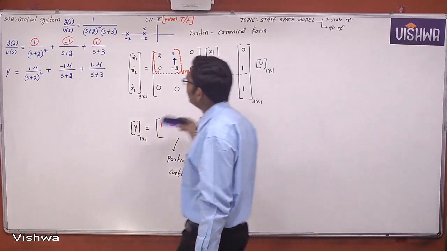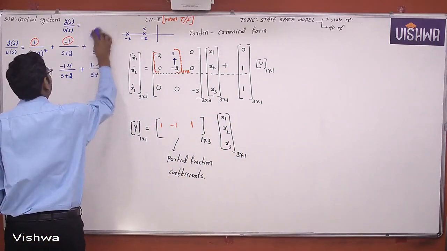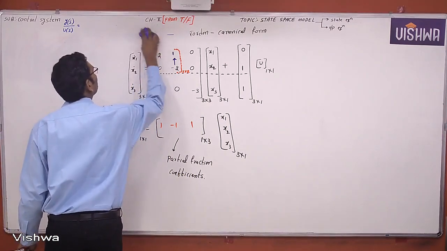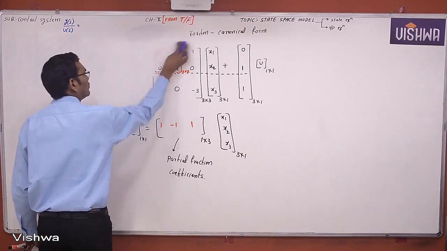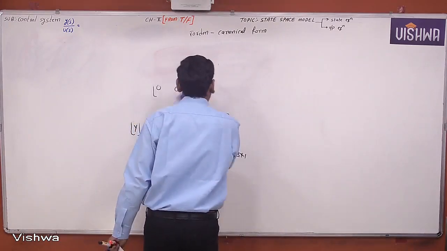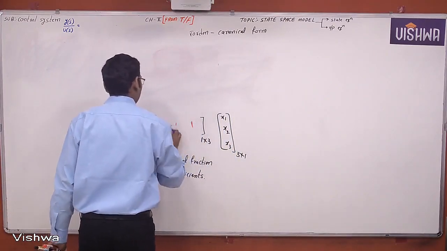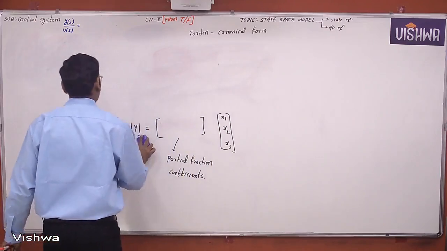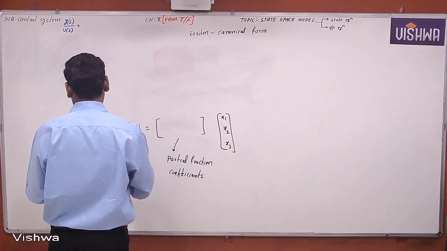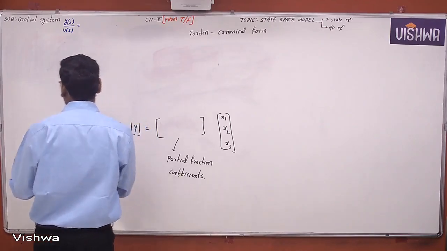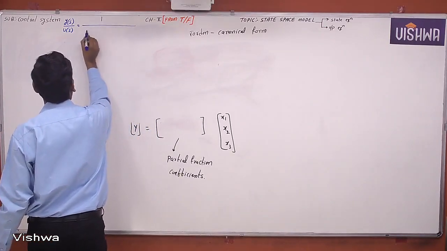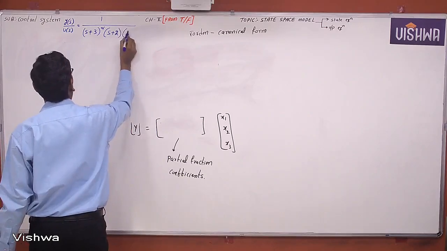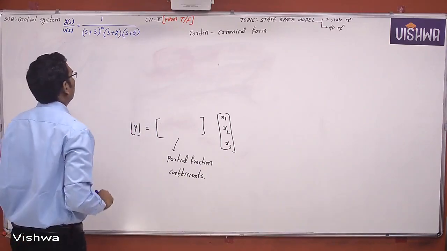Okay. Now I hope you understand. Then you will try for this. Now Y of s by U of s is nothing but 1 by (s plus 3) whole square into (s plus 2) into (s plus 5).